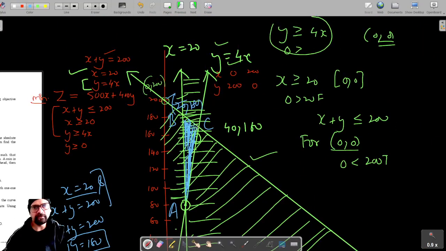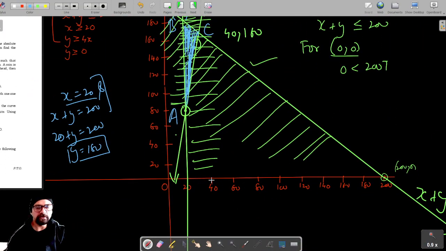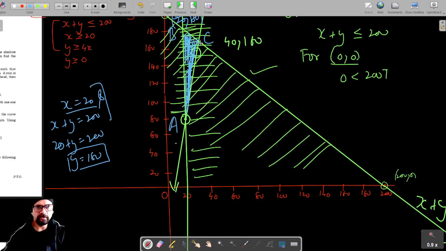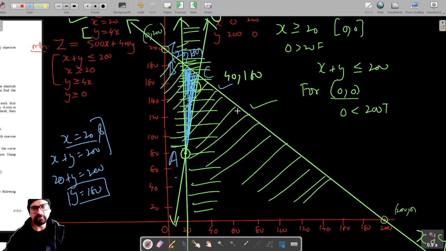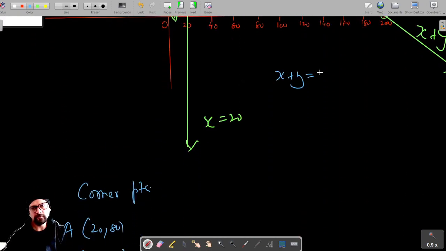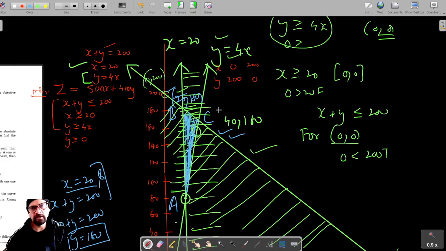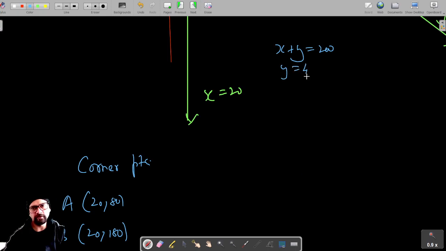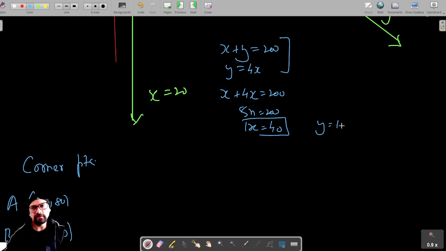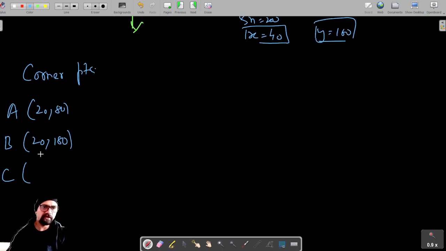And the third corner point C. Let's try to solve this. The third corner point C is the point of intersection of x plus y is equal to 200 and y is equal to 4x. Solving this gives x plus 4x is equal to 200, so 5x is equal to 200 and x is equal to 40, which gives y is equal to 160. So this is 40 comma 160.